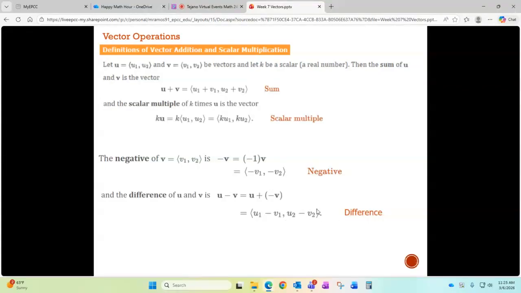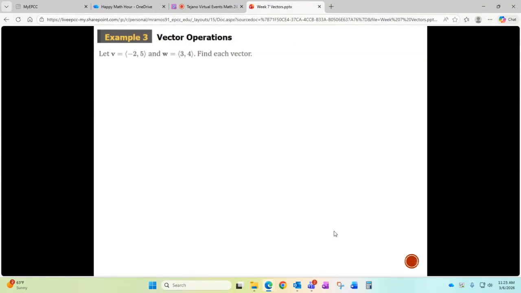Here's the formula for the difference. So once we're subtracting, you would just subtract the first parts of the vectors, u1 minus v1 and u2 minus v2. Okay, so let's look at some examples. If I have this vector v = -2, 5 in component form, and vector w = 3, 4 in component form, let's do some operations with that. So let's start with A here.